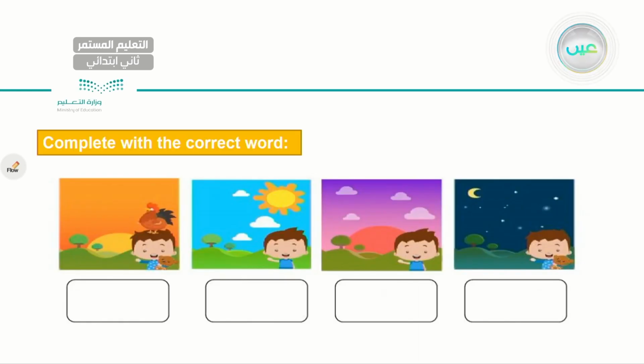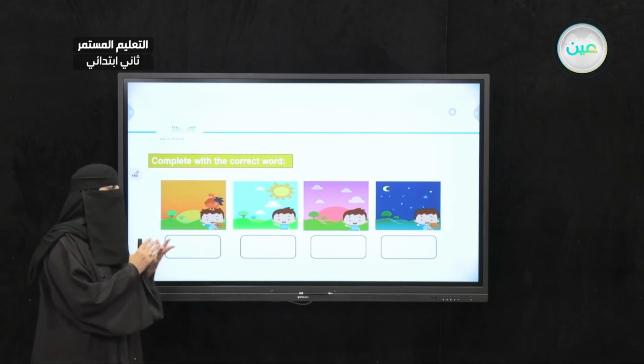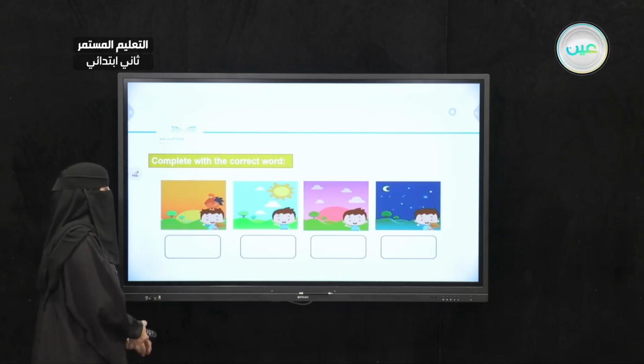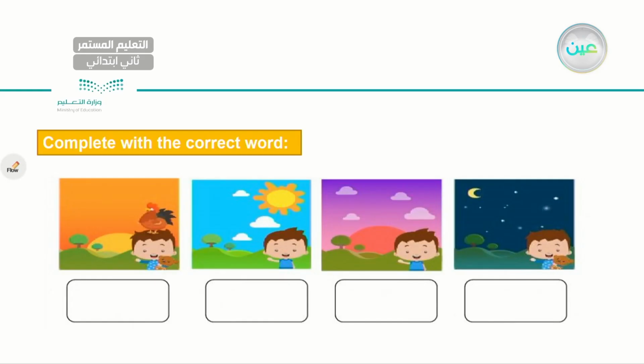Now, what I need you to do, my dear student, is help me out because I need to check your understanding to complete with the correct word. So I have 4 pictures with 4 spaces. What I need you to do is go ahead and pick the correct one. Remember, according to the part of the day, we will greet each other accordingly. So, is it going to be good morning, good afternoon, good evening, or good night? What do you think? For the first picture, I have good morning.